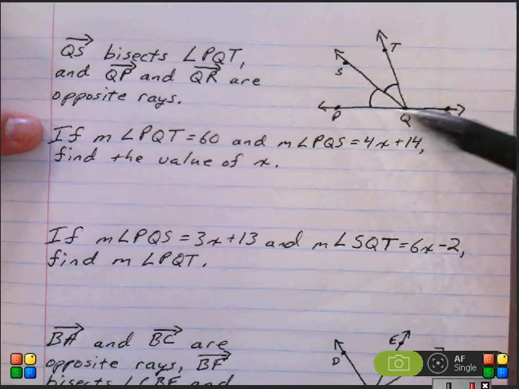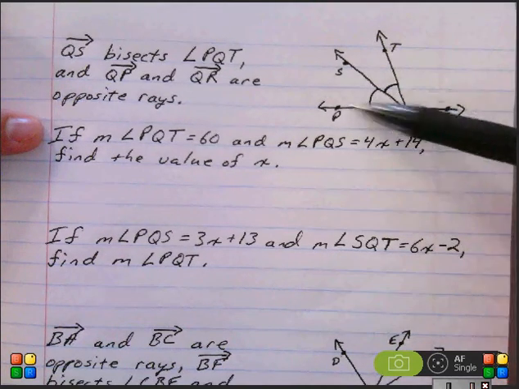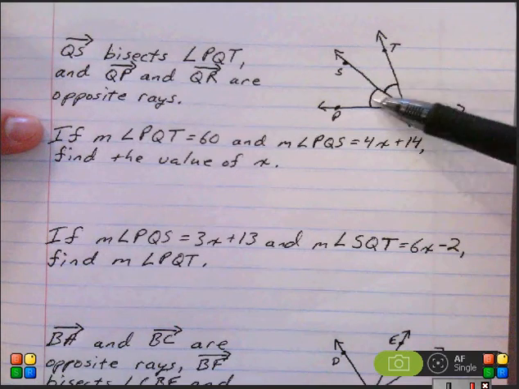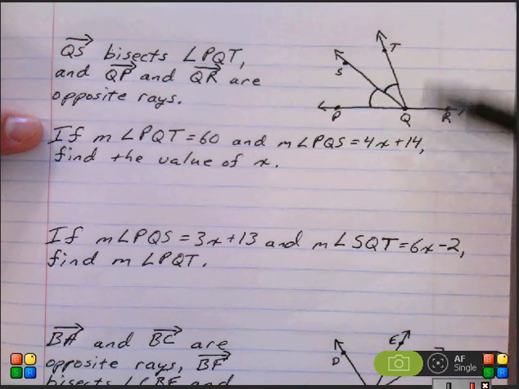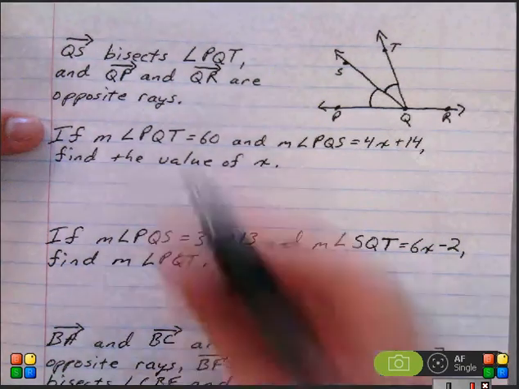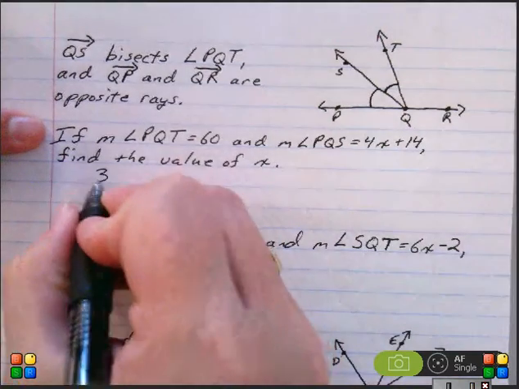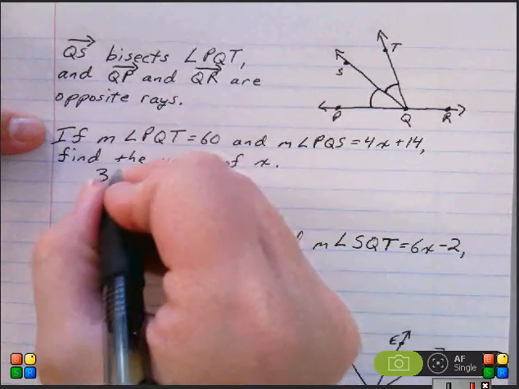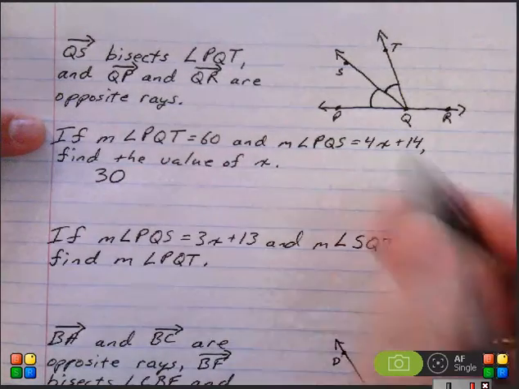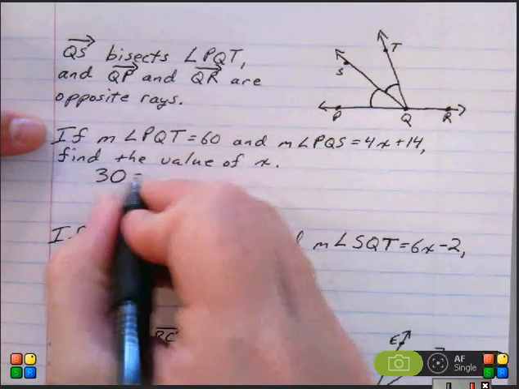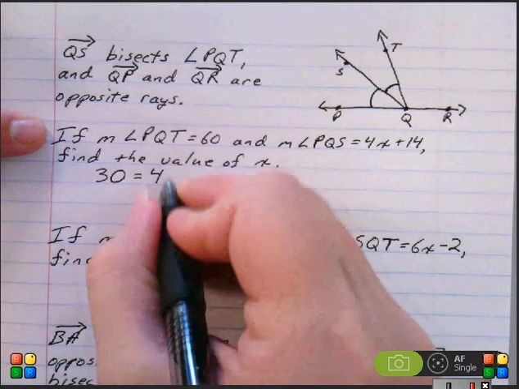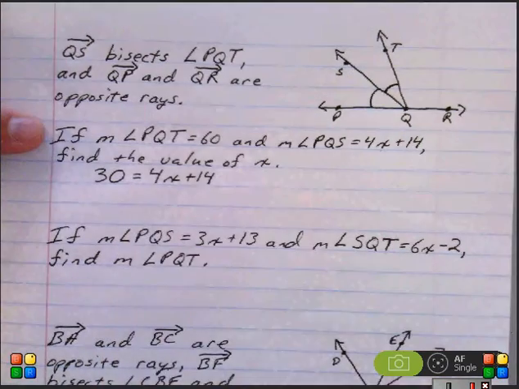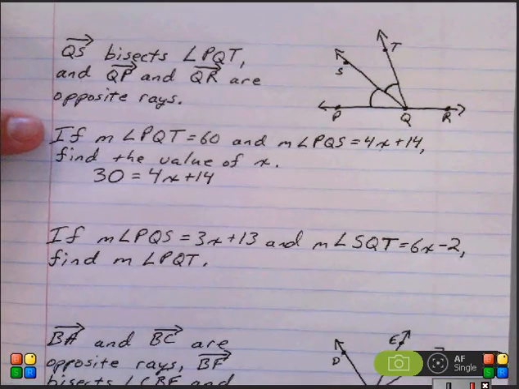Well, if this whole thing is 60, then how much is this piece? We said that these are two equal parts, so if the whole thing is 60, then this piece has to be 30. So I know that PQS is also 30 degrees. And it's this one, so I'm going to set them equal to each other, 4x plus 14.